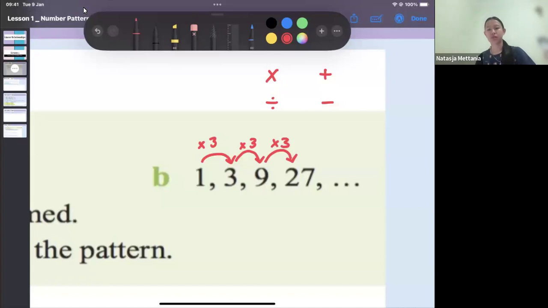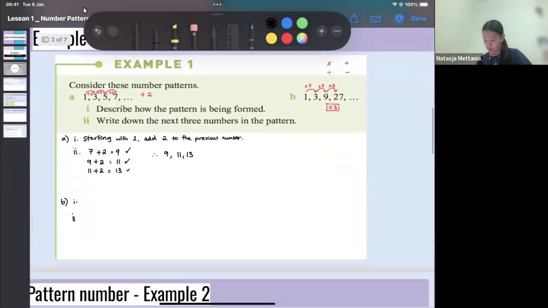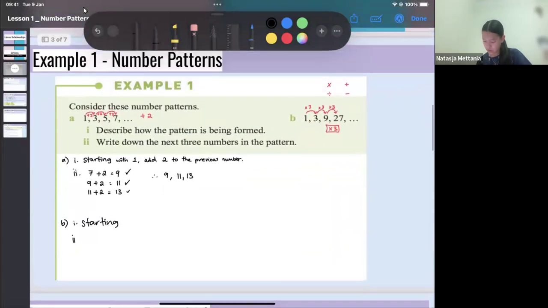Yeah, it does, right? So that means my pattern is going to be multiplying 3. Okay, so let's write it down and describe our pattern. I'm going to write down, starting with the number 1, this is my first number. Multiply 3 to the previous number.